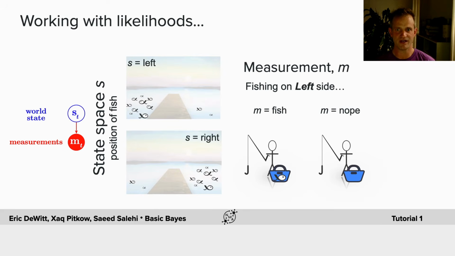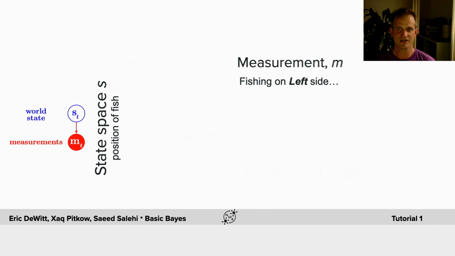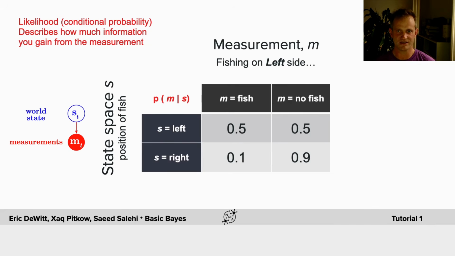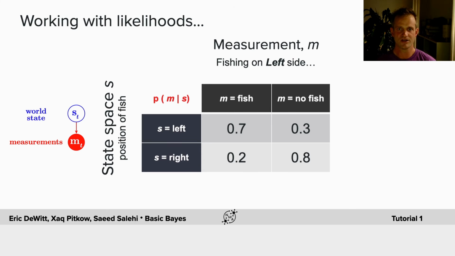Now, the way we've defined the problem, fishing on the left side is the same. That is, if we're fishing on the left side and the fish are on the left, there's a 50% chance of catching a fish and a 10% chance of not catching a fish. So we're going to work with likelihoods, and we're going to assume you're fishing on the left side, and we're going to try with these likelihoods. That is, if the fish are on the left, your probability of seeing a fish is 70%, and if you're fishing on the left and the fish are actually on the right side, the probability of seeing a fish is 20%.